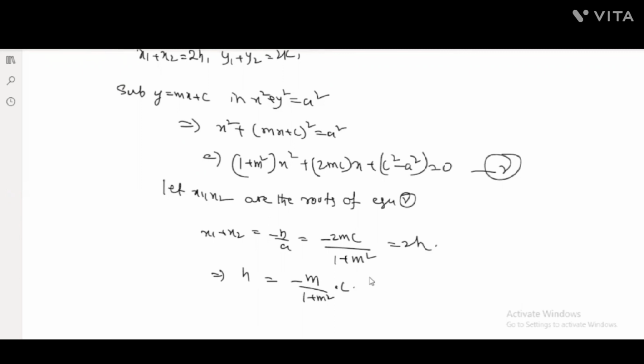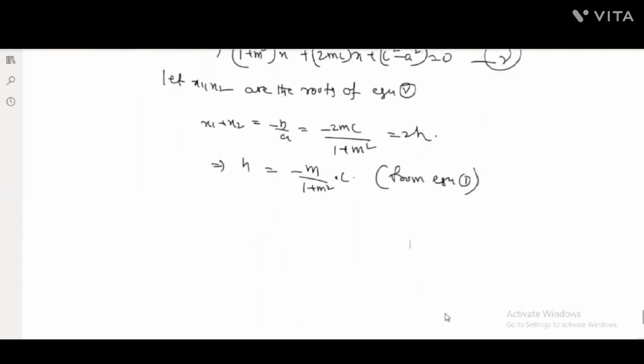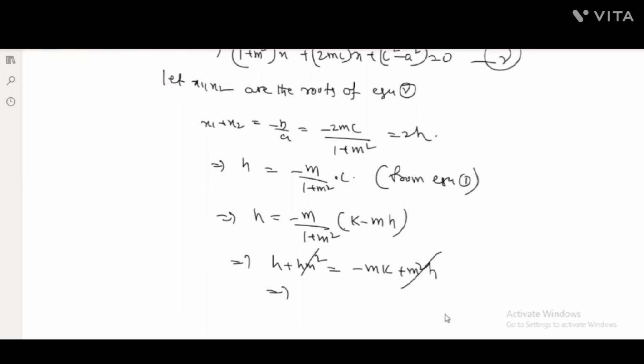So what is the c value from equation 1? From equation 1, we will substitute the c value here. h is equal to minus m by (1 plus m square) into (k minus mh). If you simplify this, you'll get h plus hm square is equal to minus mk plus m square h. These two get cancelled. h plus mk is equal to 0.